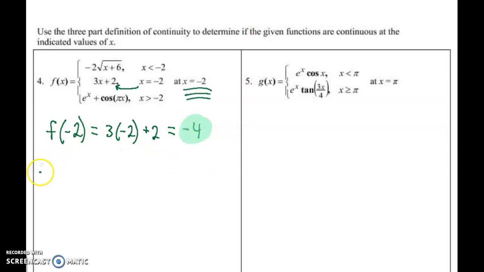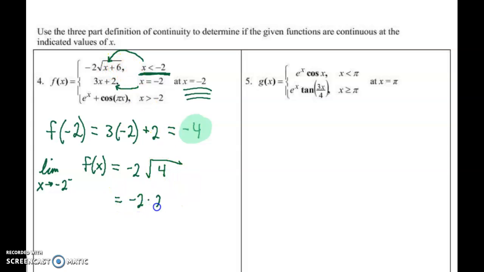So now how would we figure out if the limit exists? Well, we have to look at the limit as x approaches -2 on the left side of this function. Well, which one of these equations is the left side? Left side is the less than symbol. So you have to plug in -2 right here. So we're looking at -2 times the square root of -2 plus 6, which is 4. So we're looking at -2 times 2, which is -4. So that's just the left side of -2.